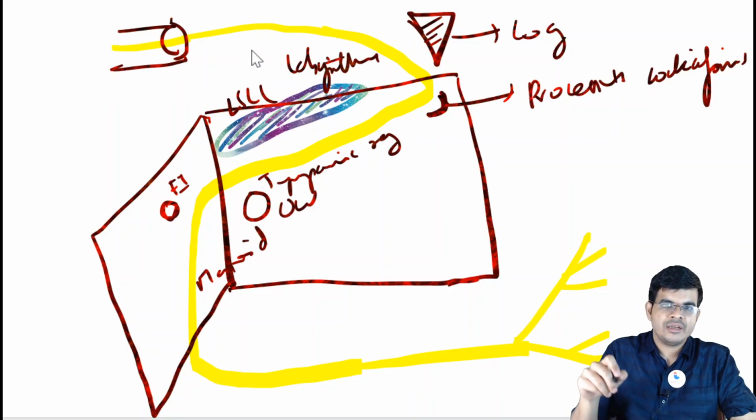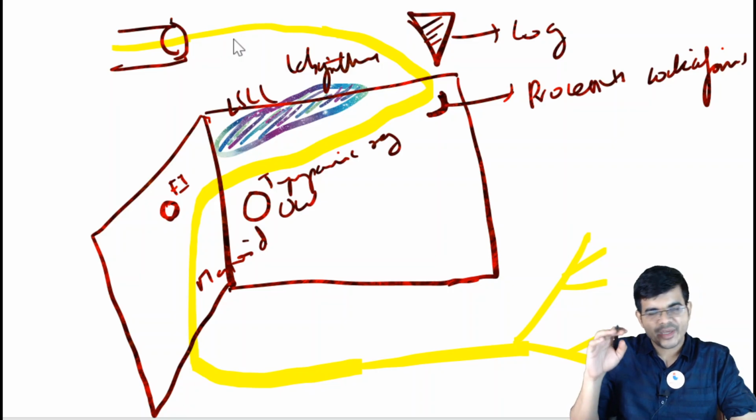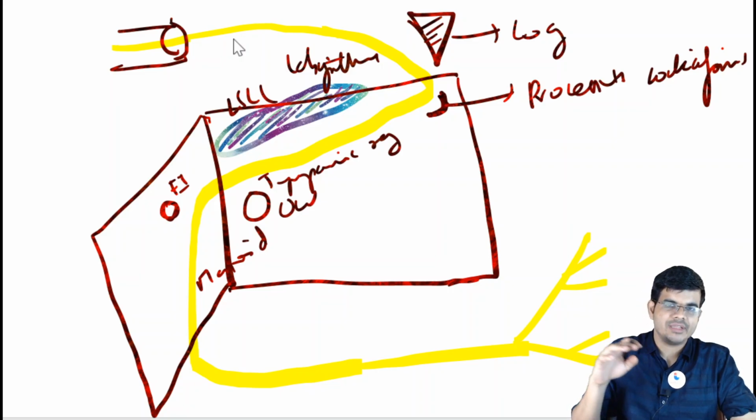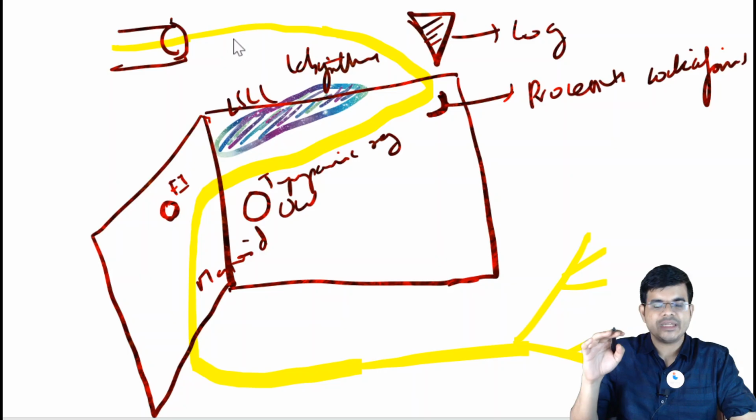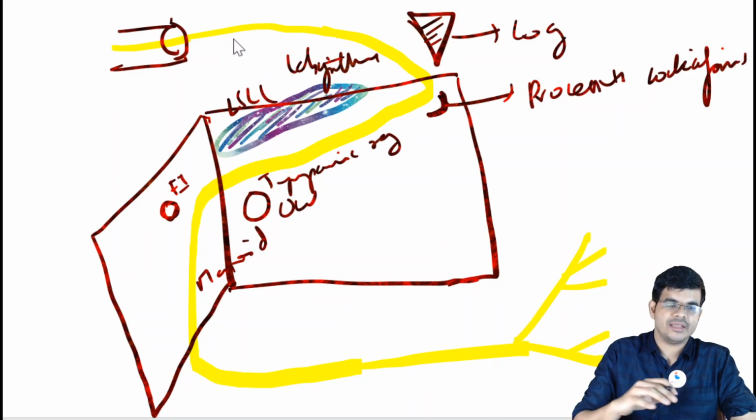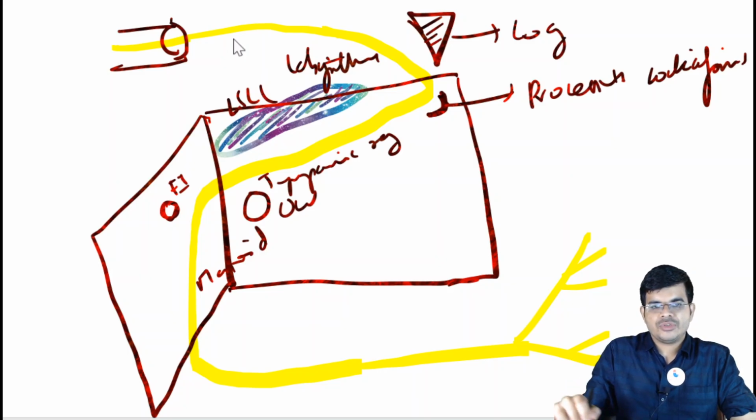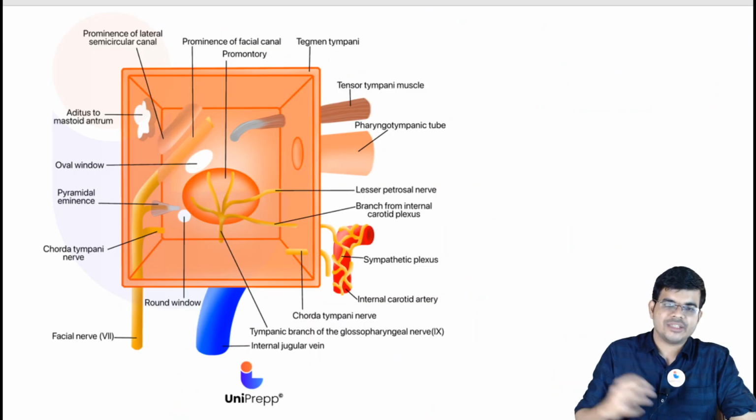This picture is only for you to understand. If you look at this picture, you might think that the labyrinthine segment is longer than the meatal segment, but it is not like that. The meatal segment is about 1 centimeter in length, 8 to 10 millimeters, whereas the labyrinthine segment is only 4 millimeters in length. So that's about the facial nerve and its landmarks.